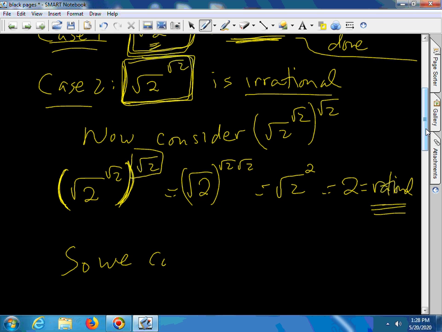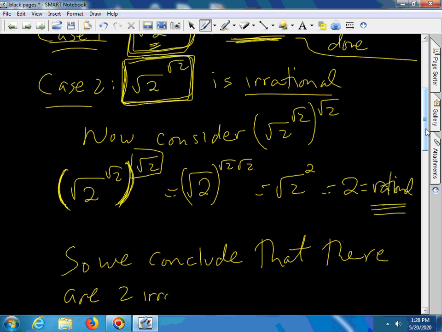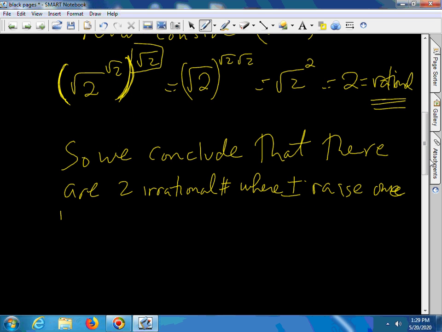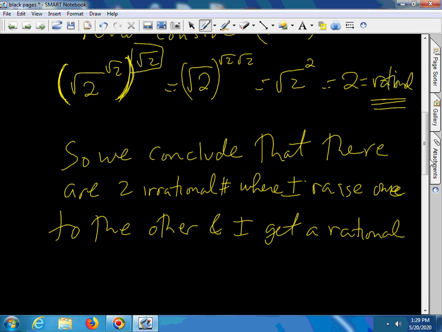So we conclude that there are two irrational numbers where I raise one to the other, and I get a rational number.